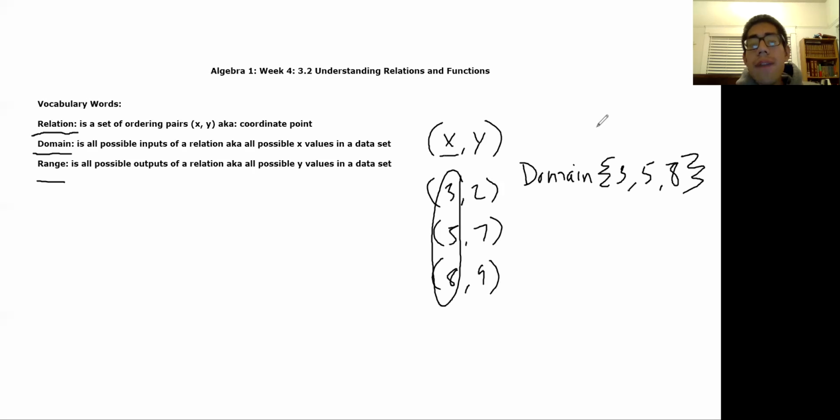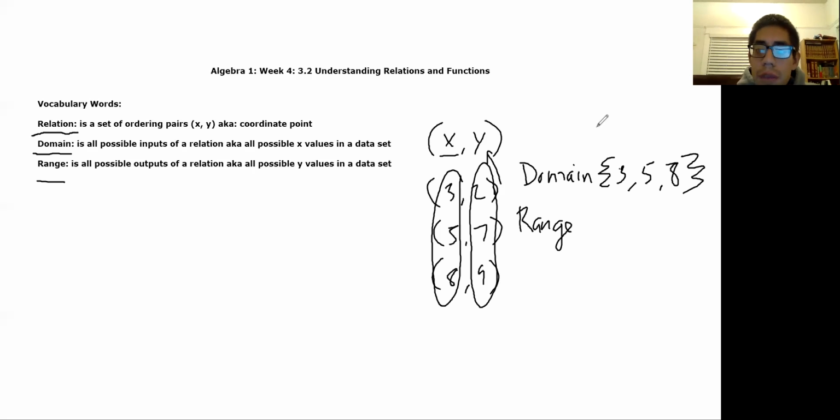My range, if you remember from last week, is all possible outputs of a relation, aka all possible y values. The x's go into a function and the y's come out. Y is basically your answer, the result. So if I ask you how to find the range of my function, you can just list them: 2, 7, 9.